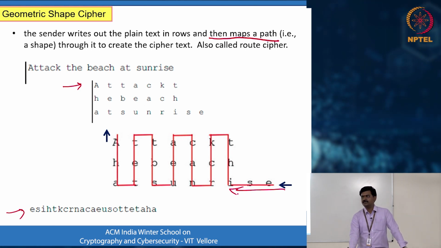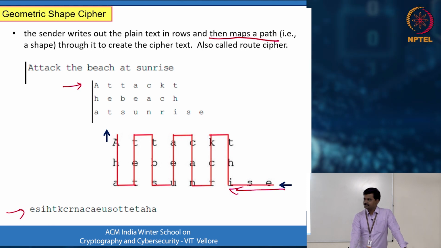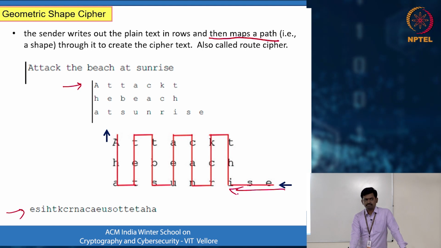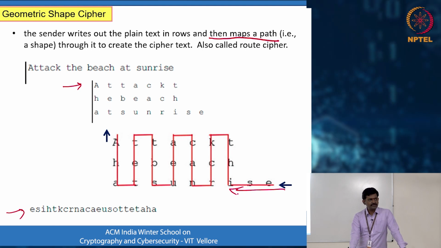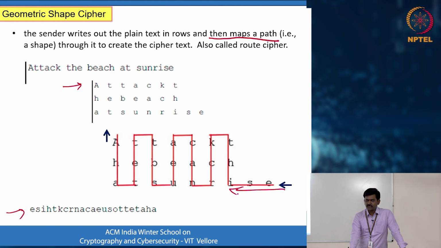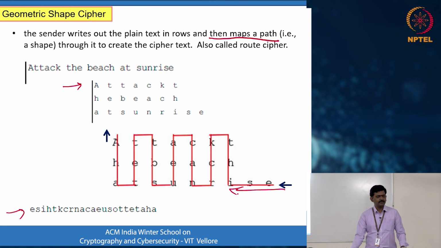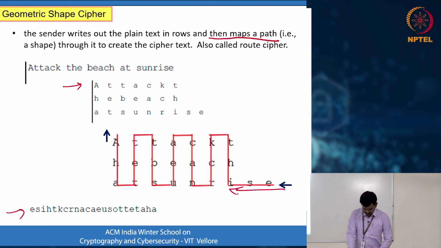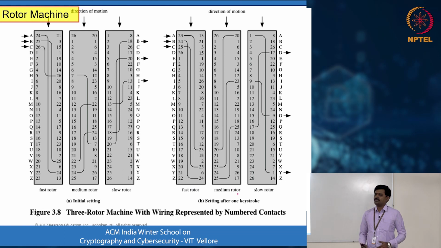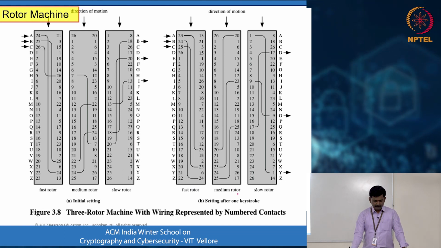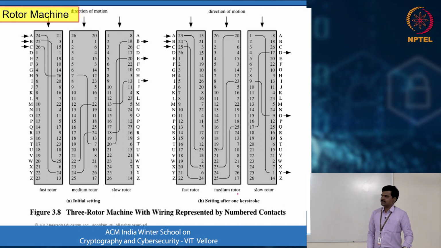This is a kind of what cipher? Am I using all alphabets of the language? Changing the positions of the alphabets based on a shape, that's all. Is there any mathematical logic in all these things? No. Just a crude way of arranging things. Okay.